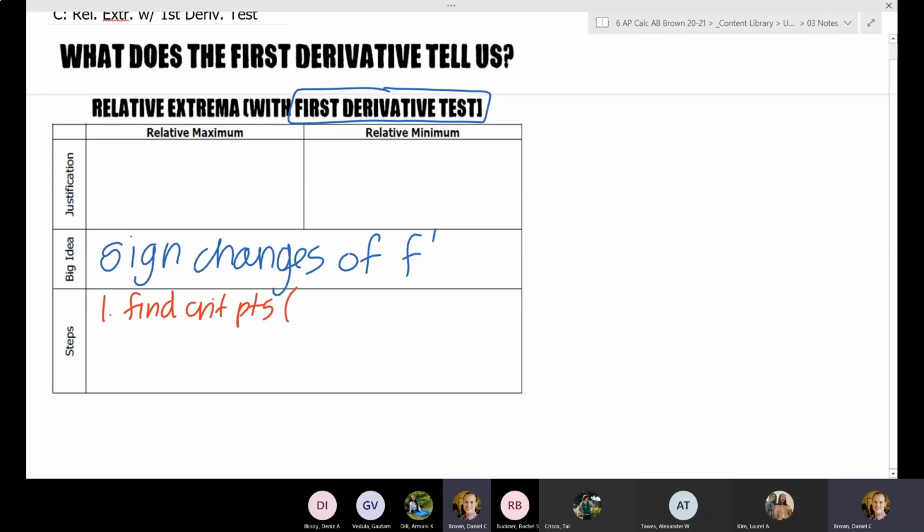The critical points occur again in 2 places: when the derivative is equal to 0 or when the first derivative is undefined. Similar to intervals of increasing and decreasing, after that you'll make a sign chart. And then make sure you always JYA, justify your answer. What does justifying your answer look like for this one?